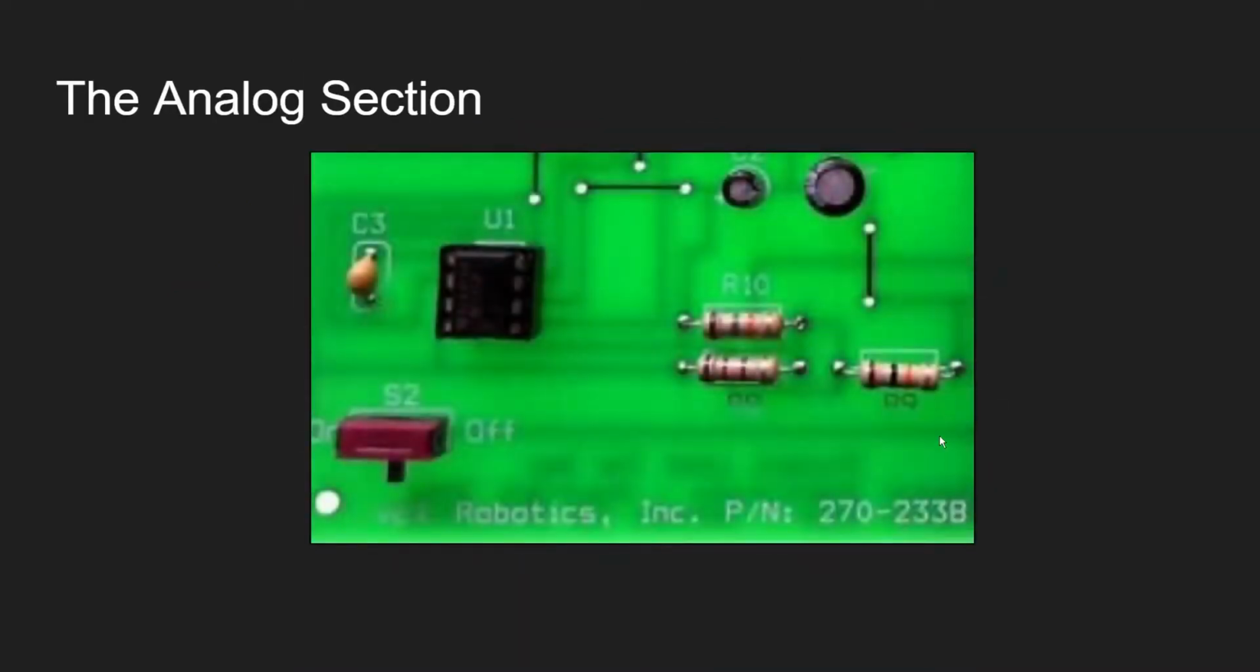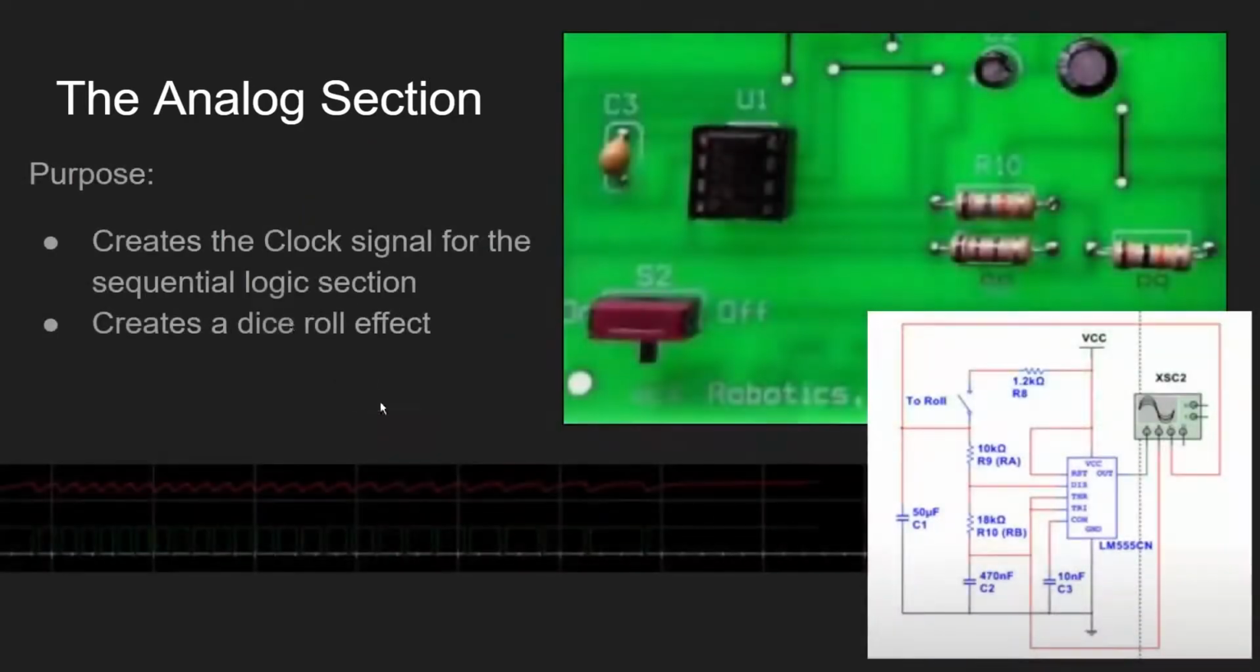So the analog section, you got 3 resistors, 3 capacitors. One is a ceramic. These 2 are radial. This is a 555 timer, and this on and off switch isn't really part of it. It just turns the entire circuit on and off. It's not really important to the analog section, or really any of the sections. It just turns the entire thing off. So yeah. Alright, so here's the purpose of it.